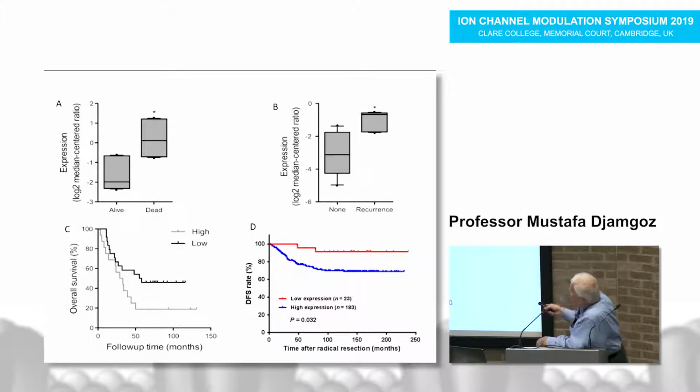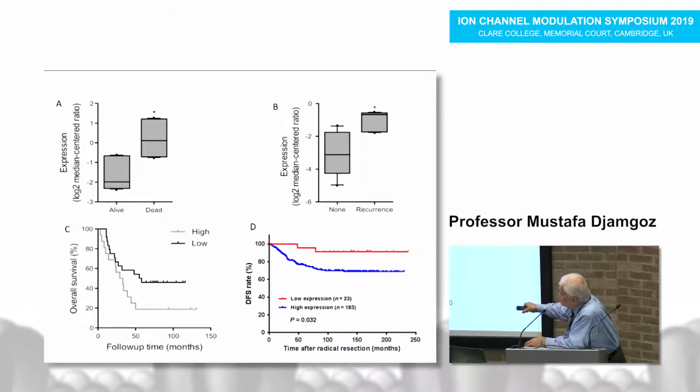And again, more data, in part from Will Brackenbury's group, showing NaV 1.5 expression, when people died from breast cancer, where the expression was higher in patients that died, didn't survive, versus those who did, who are still alive. And also in recurrence, women with high levels of expression, the disease recurred more than those that didn't.